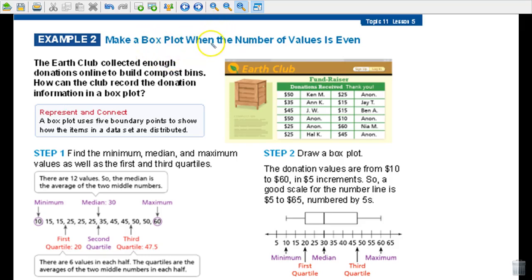Make a box plot when the number of values is even, okay? The Earth Club collected enough donations online to build compost bins. How can the club record the donation information in a box plot? So they take all the donations and put them in numerical order. You find your minimum, you find your maximum, okay?